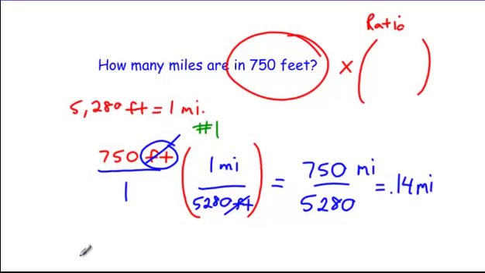Lots of high school students would have approached this problem by cross-multiplying: 5,280 feet over 1 mile equals 750 feet over X miles. This approach is right, but as you see, in a situation where you have to carry out more than one conversion at a time, it would be difficult to solve by cross-multiplying. Now let's take a look at the next problem.